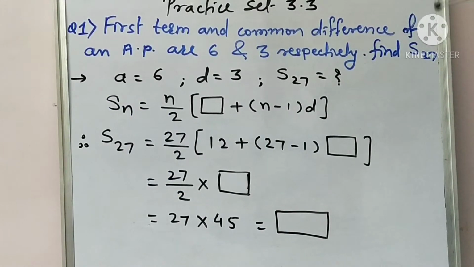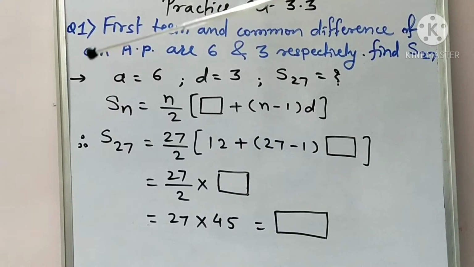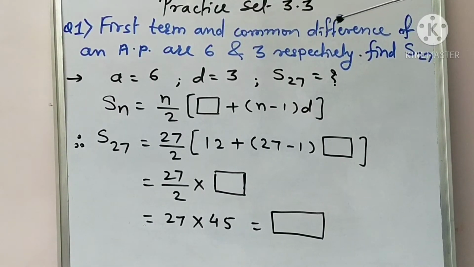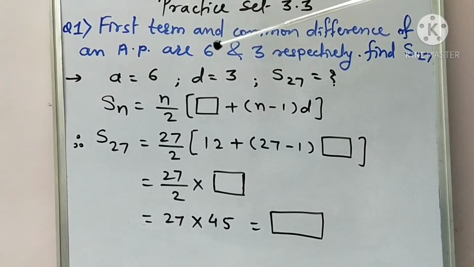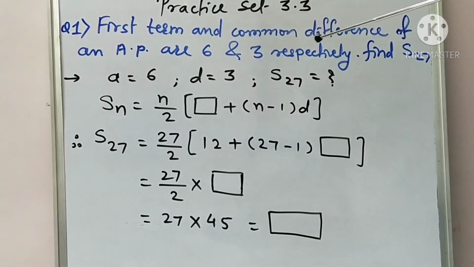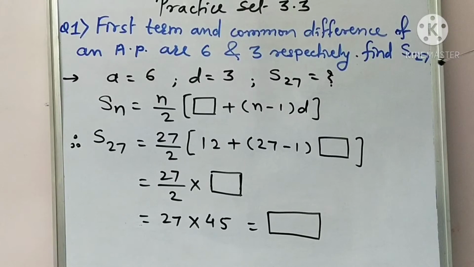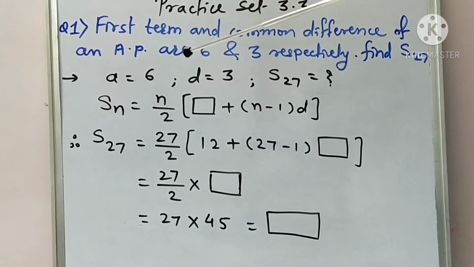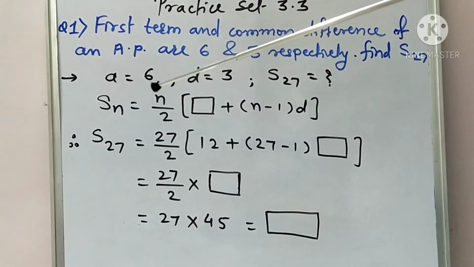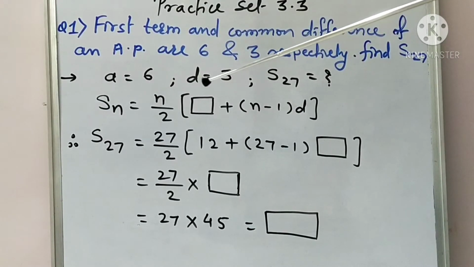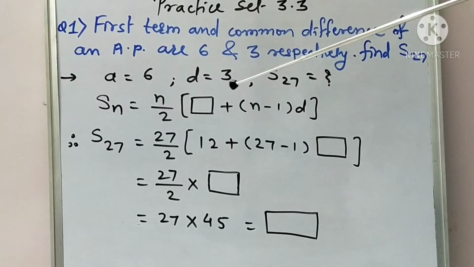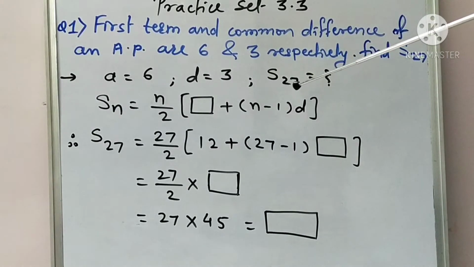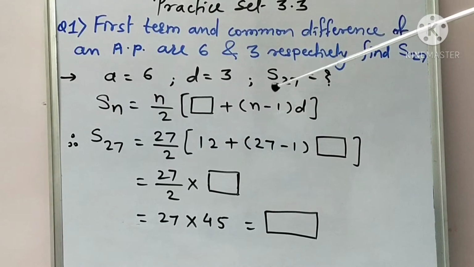Here we have the first example. It is given that the first term and common difference of an AP are 6 and 3 respectively. Find S27. First term means a, with the value given as 6, and common difference means d, given as 3. We have to find the sum of 27 terms of that AP.